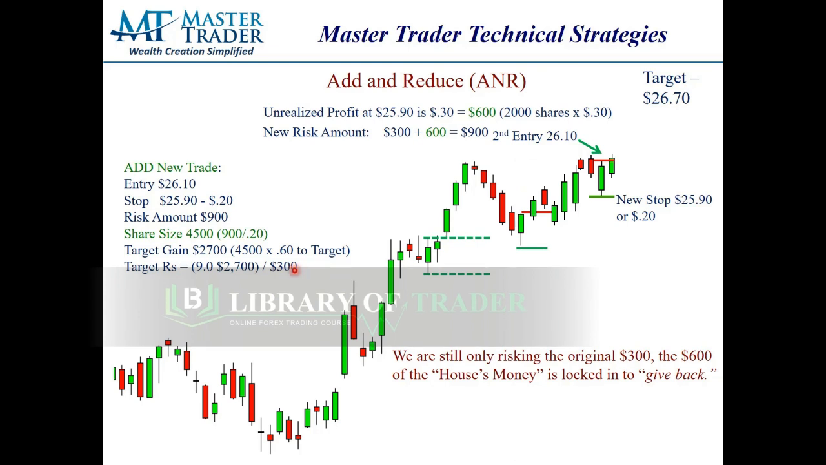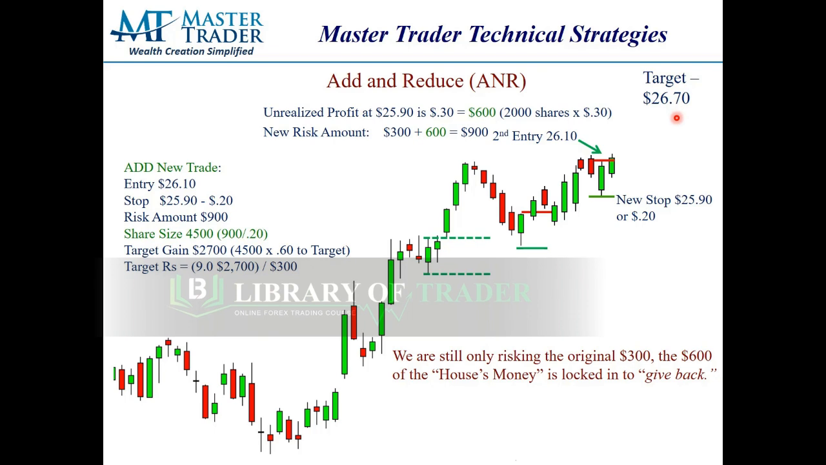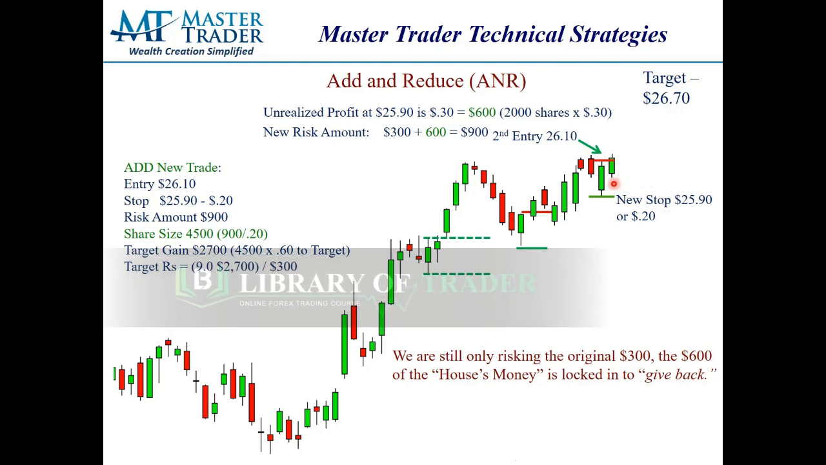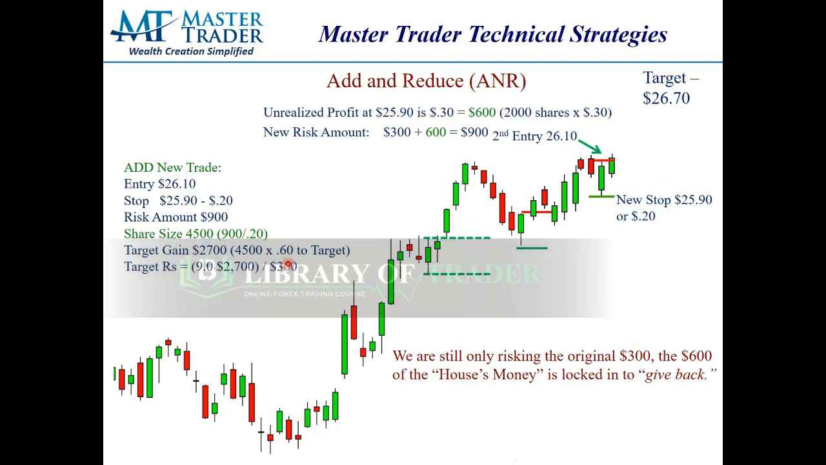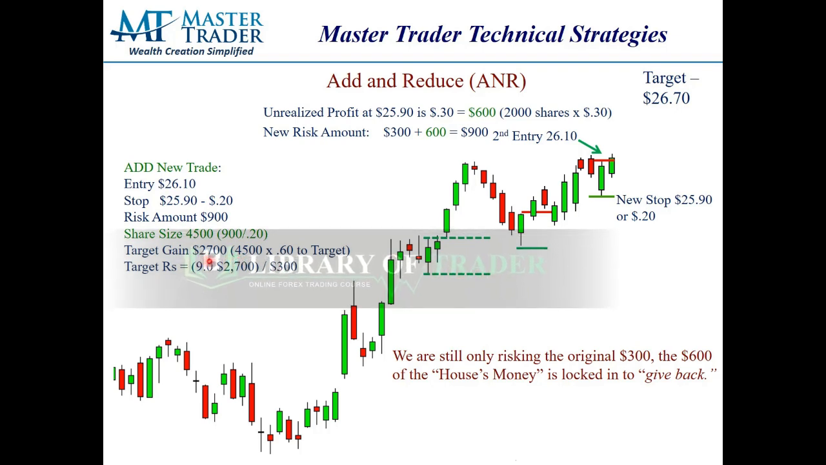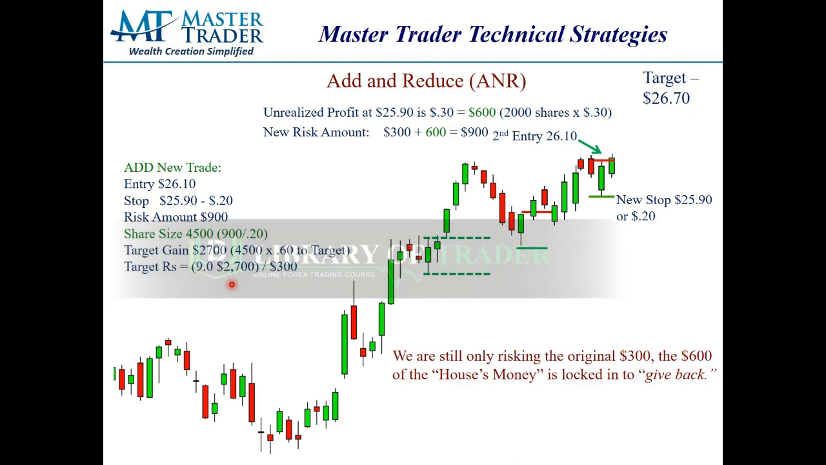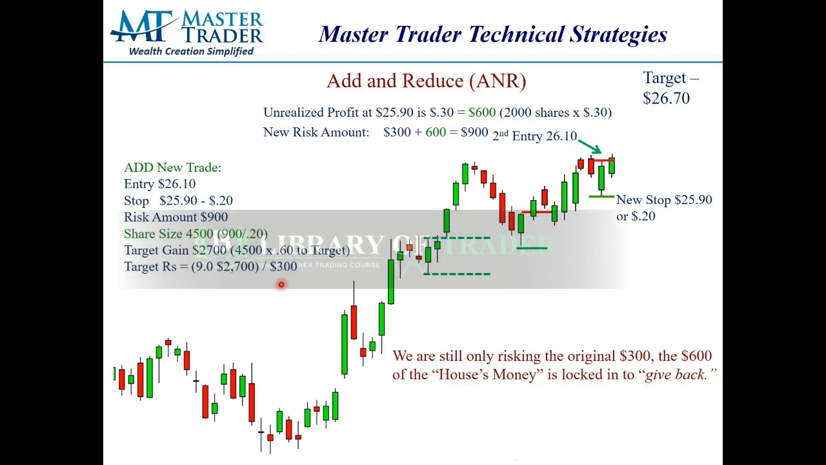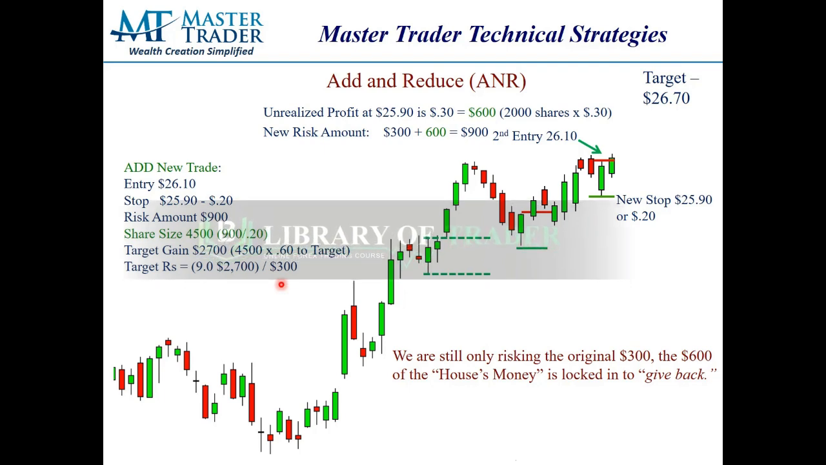And at that point, if prices can make it to the target, and it's funny how we look at that as ourselves, if we can make it to the 26.70 target, that's 60 cents, 4,500 shares, we make an extra $2,700. And on this trade, we're making 9 times our money because of our own $300 at risk.